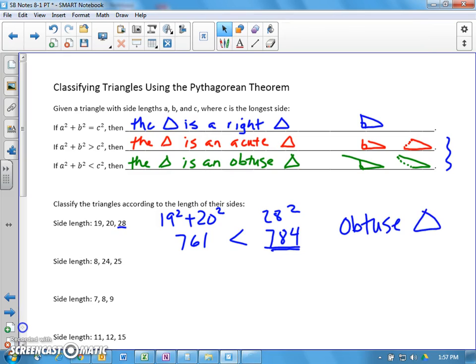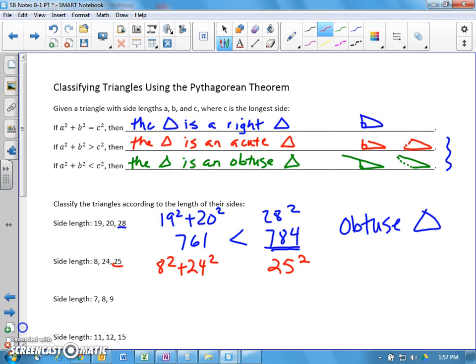Okay, so let's look at the next example. Our longest side has to be c squared, so we're going to do 8 squared plus 24 squared, and we're going to compare that to 25 squared. When we add the values on the left side, you're going to get 689. On the right side, you're going to get 625. Now my c squared is too small, so this is going to be an acute triangle.